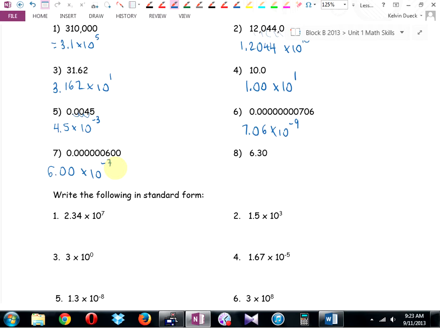Okay. 8 is another example. There's no way I would write this in scientific notation. First of all, how many sig figs? 3. If I wrote this in scientific notation, it would be 6.30 times 10 to the... Yeah, because 10 to the 0 is 1. What a stupid way to write it, but okay, I showed you that it can be done. But why would you?